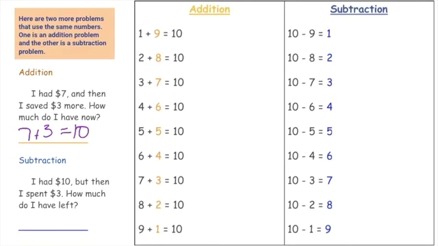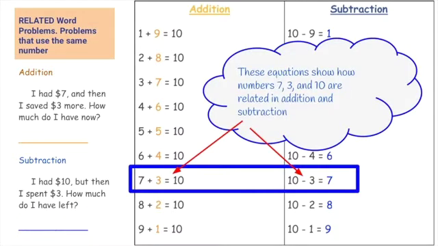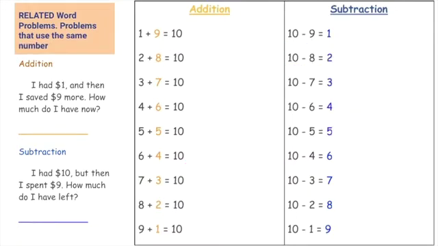I had $10. That's where I start. But then I spent 3. Take 3 away. How much do I have left? 7. These equations show how the numbers 7, 3, and 10 are related in addition and subtraction. They're fact families. They go together. 7 plus 3 equals 10, and 10 minus 3 equals 7. We can use that to our benefit. Let's look at another one.